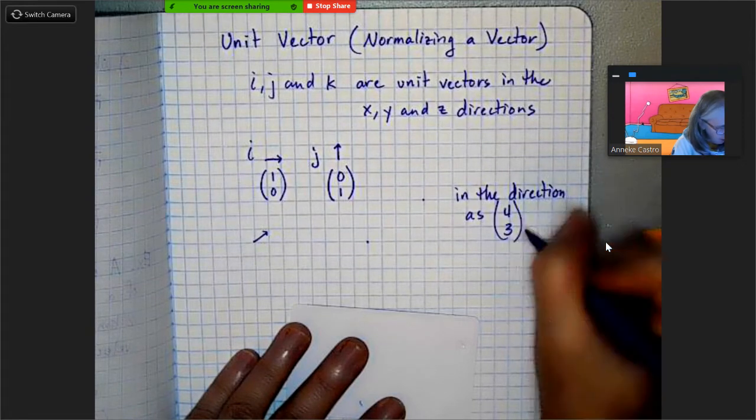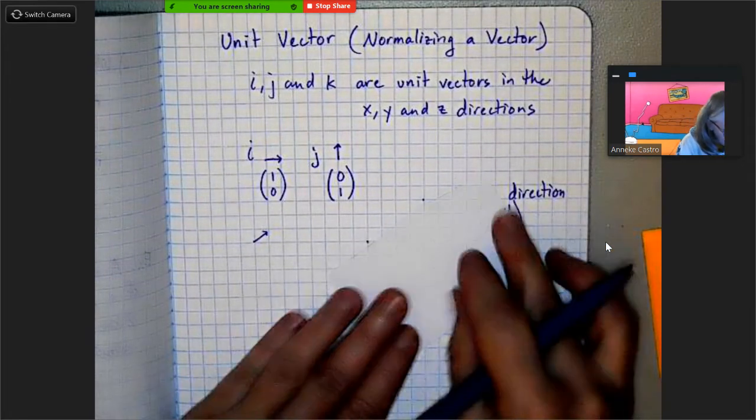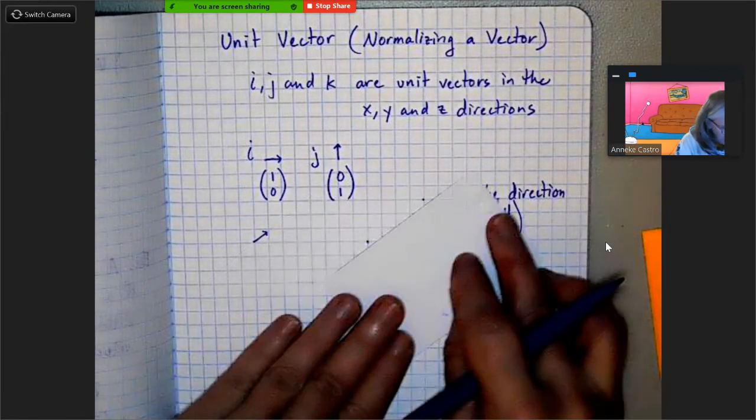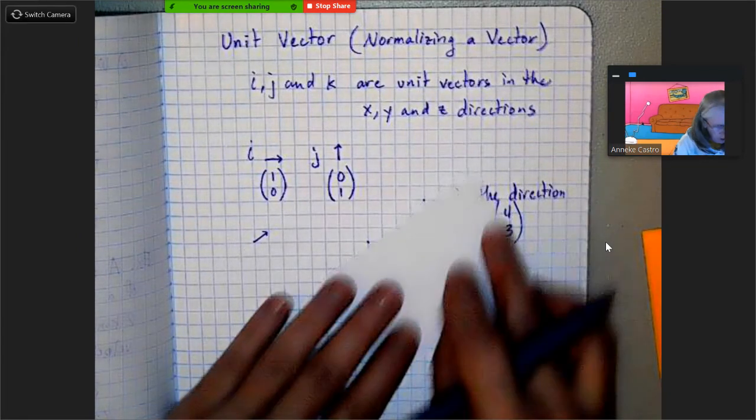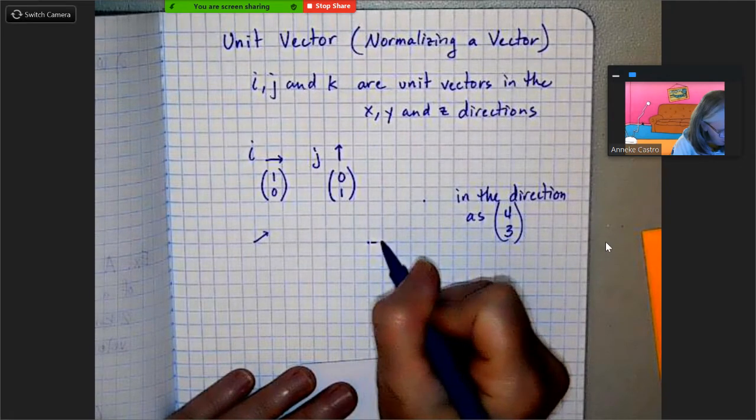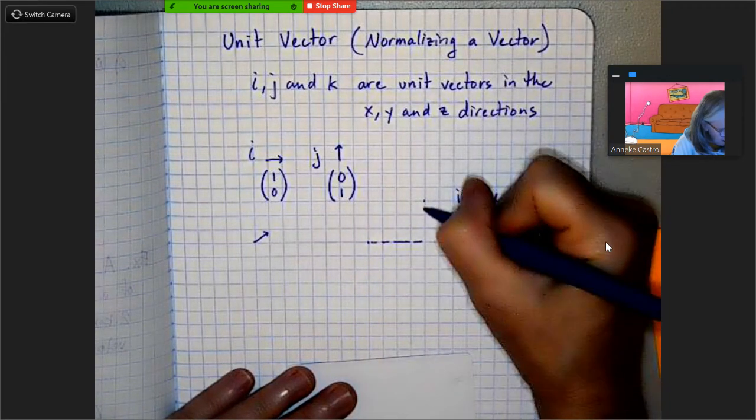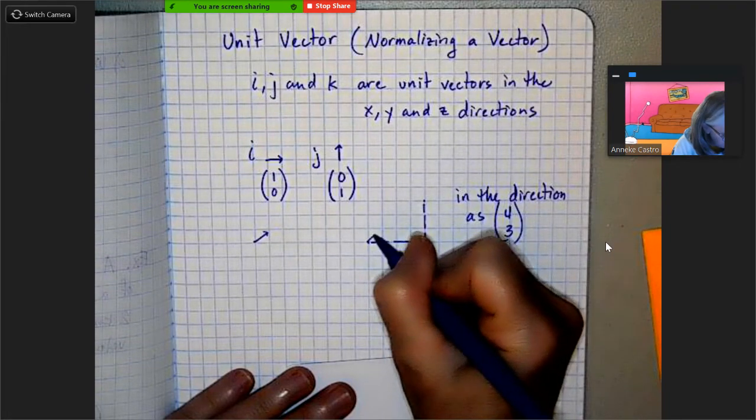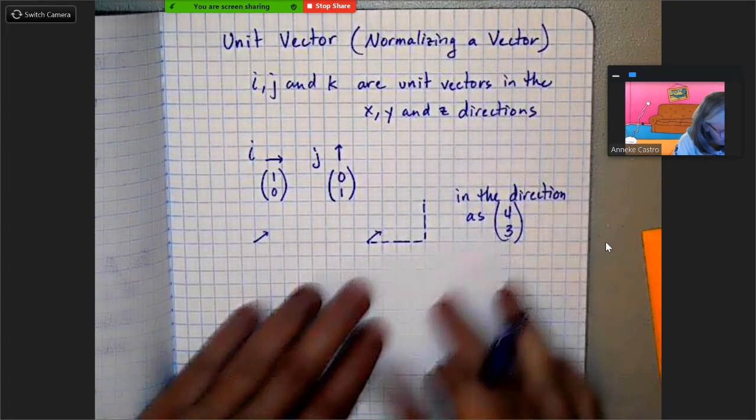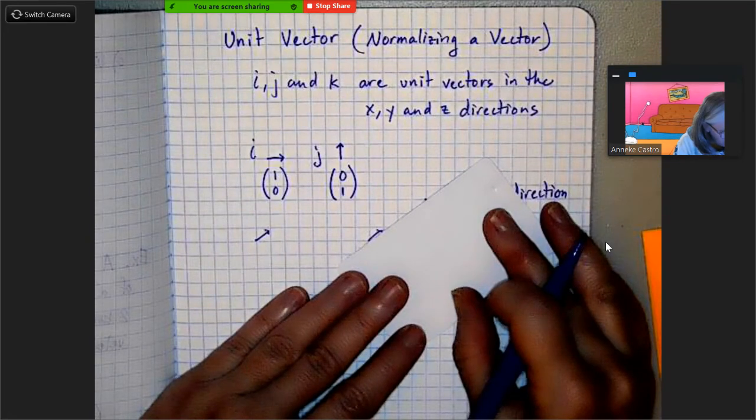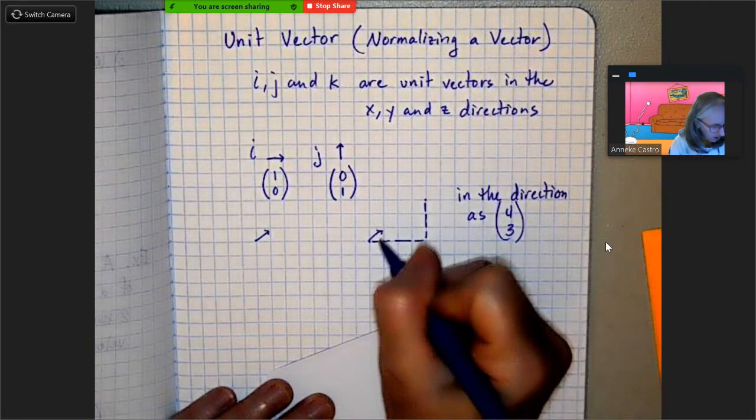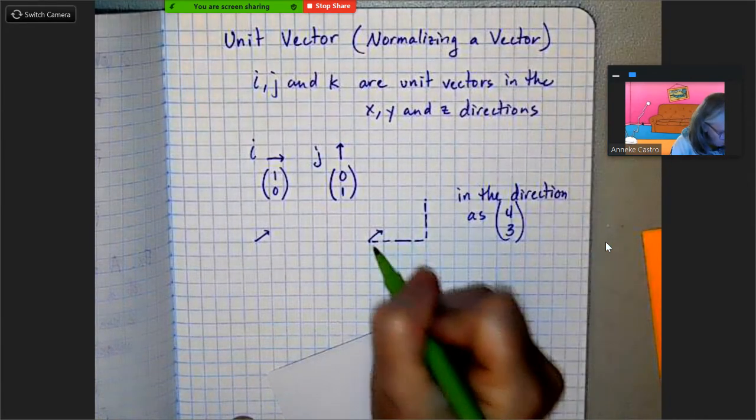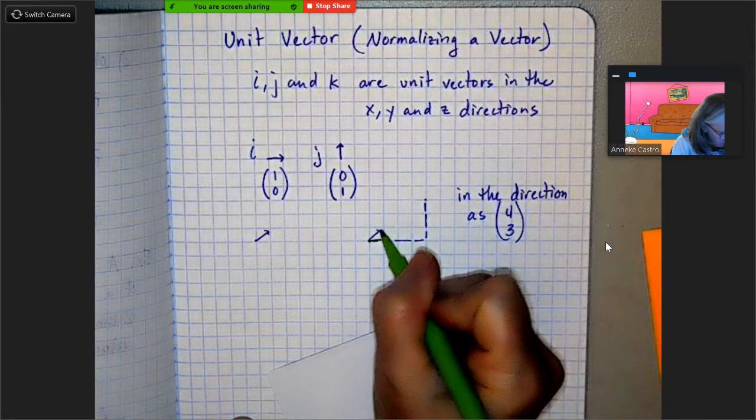Okay, there's my direction vector. So I'm going in the same direction as that. It's going to have the same slope as this vector over here, where it's going over 4 and up 3. But it's only going to be 1 unit long. So I need to figure out what's going to be its x component and what's going to be its y component, so I can draw that vector.